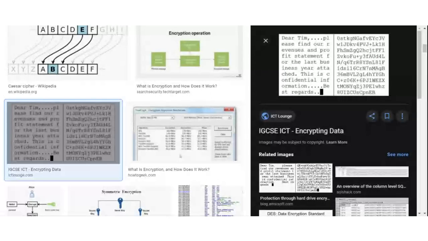Now, if you look at this one, we have this information here, dear team. Can you see that information? This information here is in plain text. But look on this side here, this information has been encrypted. There is no way you can read that information. Can you see that? So that is what you call encryption.